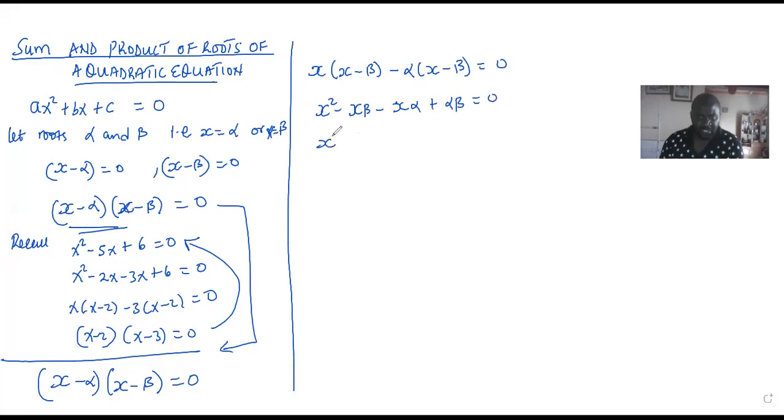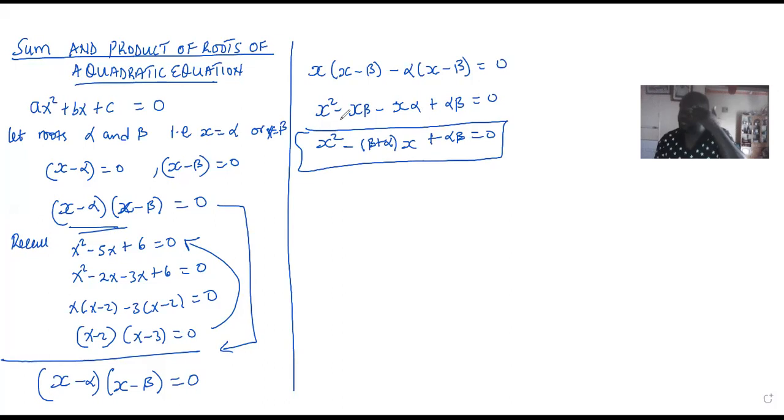With this, you get x squared minus (beta plus alpha) times x plus alpha times beta is equal to 0. This we have derived is a general expression which predicts the sum and the product of the roots of a given equation. So with this, you compare it with the general quadratic equation.